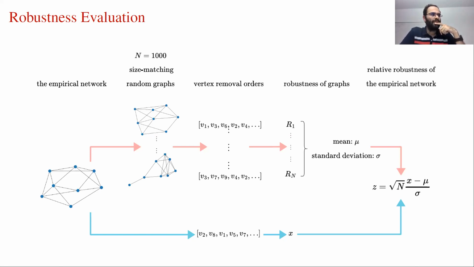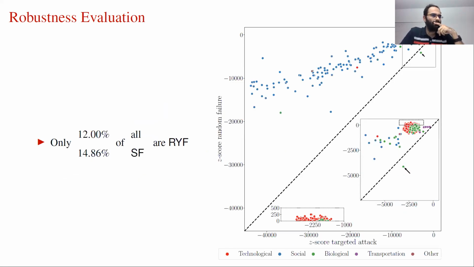Now, if we look at these z-scores for the networks in our collection, we see many interesting things going on. For example, the first noticeable observation is that for most networks, the z-score against random failures and targeted attacks is negative. This means that most networks in our collection are exclusively more fragile compared to size matching random graphs, without any trade-offs going on, as we would expect from the robust yet fragile characteristic.